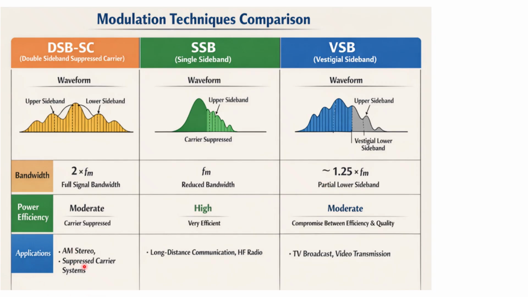For applications, suppressed carrier is used here. For long distance communication or HF radio, we are using SSB. For television and video transmission, we are using VSB.